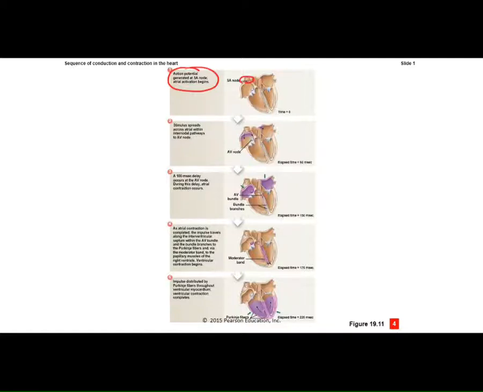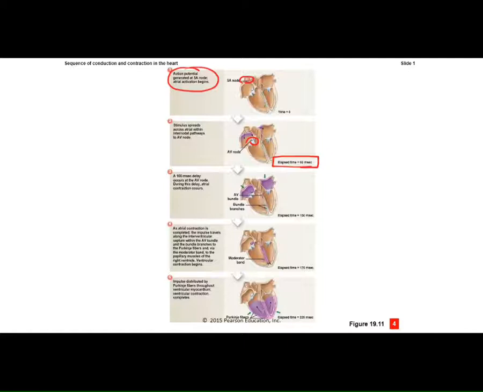Here's the SA node on this image, and we're going to start spreading. That's shown in purple. Spread, spread, spread, and we're moving toward the AV node. How long does this take? How long did we say this takes? Go back to the atrial systole. Was that 100 milliseconds? Right, about 100 milliseconds, just kind of get your time. It only takes about 50 milliseconds for it to get there.